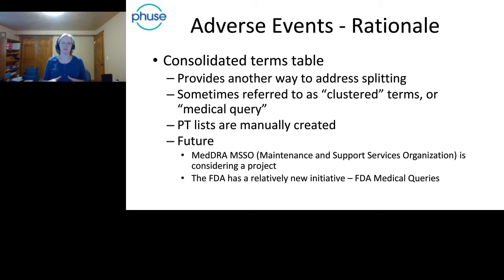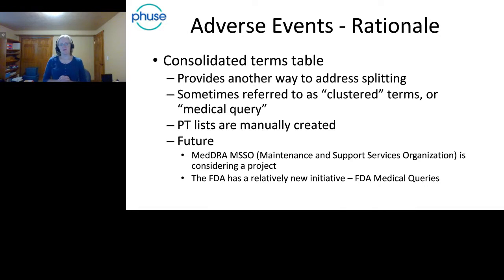We need to consolidate some of these preferred terms in order to make sure we don't miss a signal. This is one of the hardest things that we're dealing with right now, though, when it comes to implementation. How do you implement this, right? And right now, it's very manual, right?